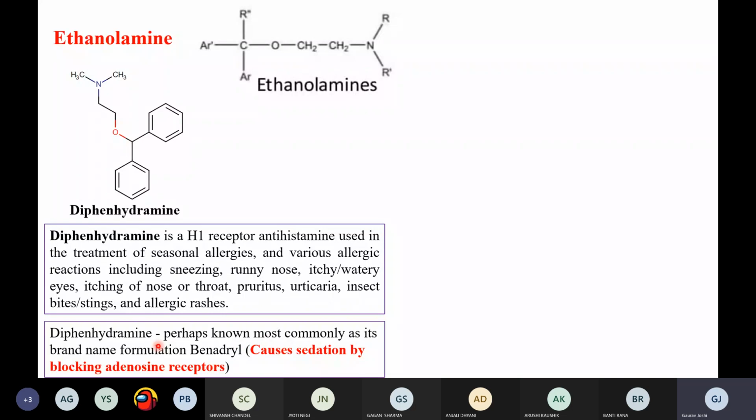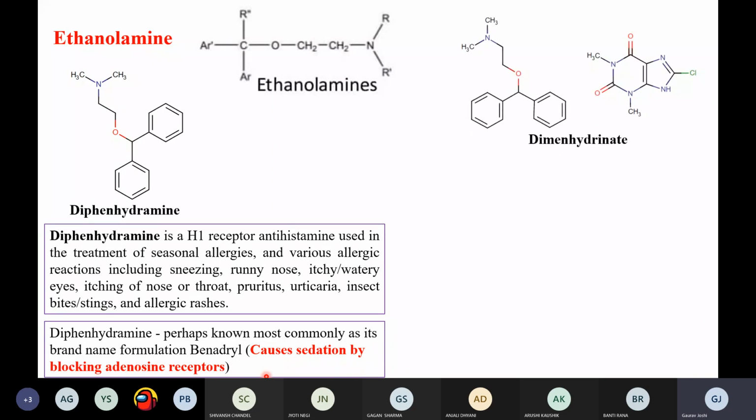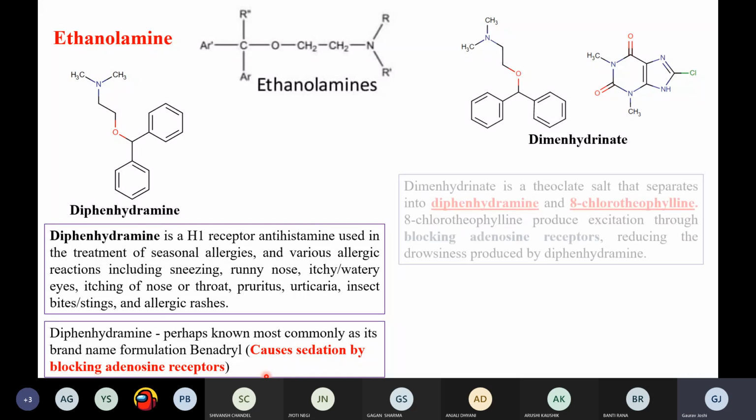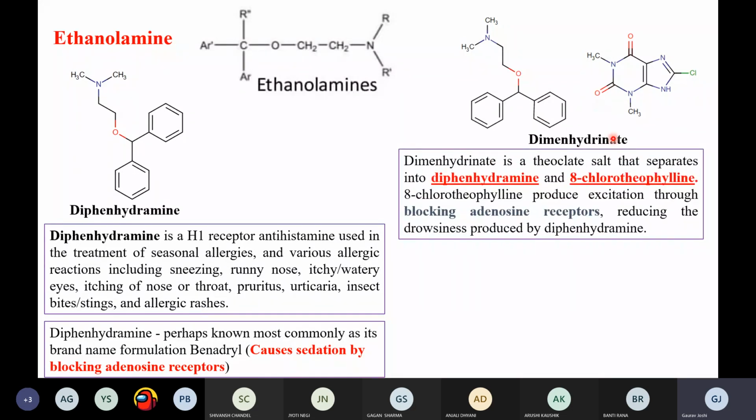In medicinal chemistry, we are always striving to improve the activity, right? So the researchers identified that diphenhydramine is causing some sedation by blocking the adenosine receptor. So in the next generation drug, belonging to the same ethanolamine class, they made another drug, dimenhydrinate, right? If you look at this structure, it is the same. So what new thing have they added? They have added a theophylline moiety, right? Theophylline, which is a very common thing in tea.